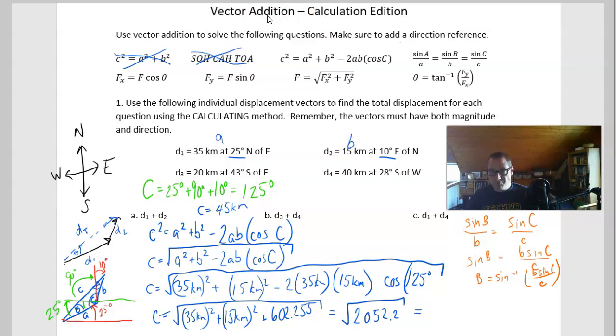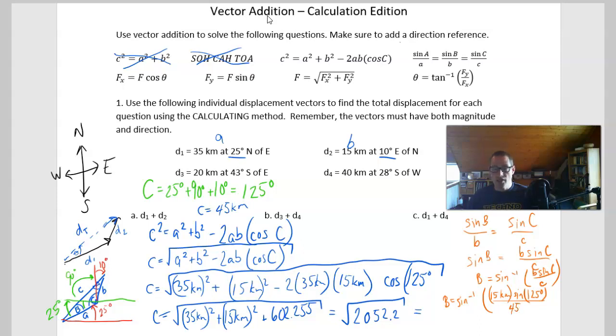Okay, so B is equal to sine inverse of B, which is the line here, which is the second one, so it's 15 kilometers. Sine of C, C is 125 degrees, all divided by, and this is multiplied here, and then all divided by c, which we figured out to be 45.